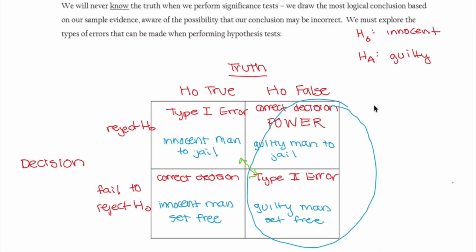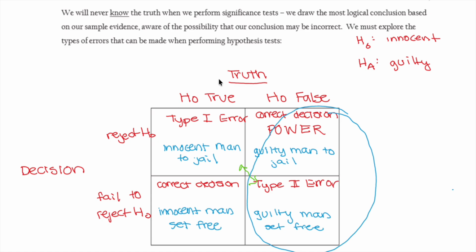First of all, I created this table right here. In here it's labeled as truth, and in here is the decision. We're going to introduce two types of errors: one is the type 1 error, and the other is the type 2 error. The type 1 error occurs when we reject the null hypothesis when it is actually true. So when H0 is true, but we somehow reject H0, we made a type 1 error. One real-life example would be sending an innocent man to jail.